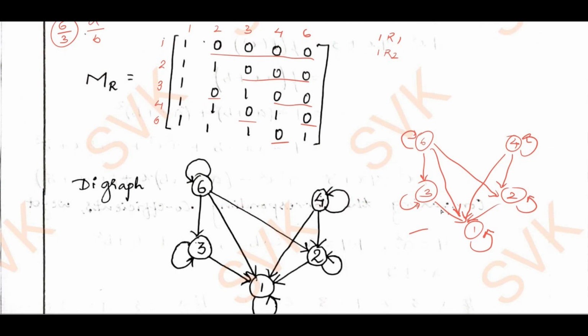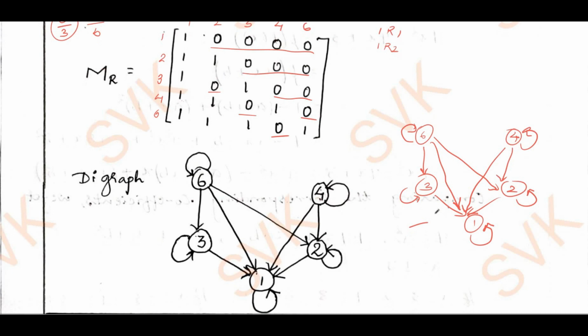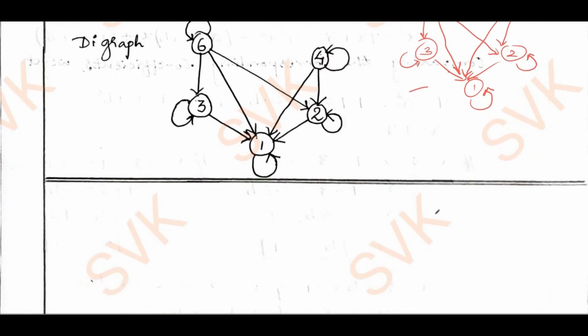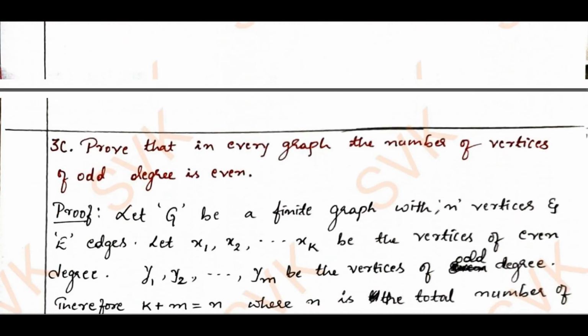So this is how to solve the problem of relation. Using the relation R, we can extract matrix R or the digraph of the given R. So moving on to the next problem.